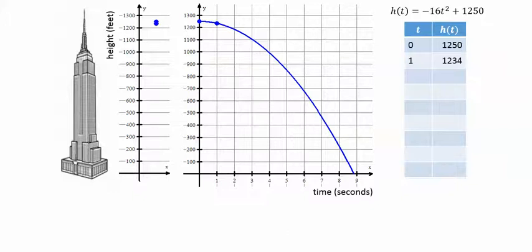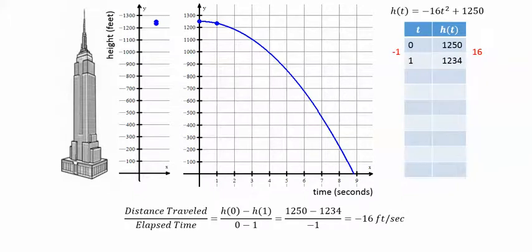Since we now have two data points, we can calculate the average velocity from 0 seconds to 1 second. And we do this by dividing the change in position, 1250 minus 1234, or 16 feet, by the change in time, 0 minus 1, or negative 1 seconds, for a ratio of negative 16 feet per second. Now, since velocity has direction as well as magnitude, the negative value simply tells us that the coin is moving downward. Don't let this confuse you.